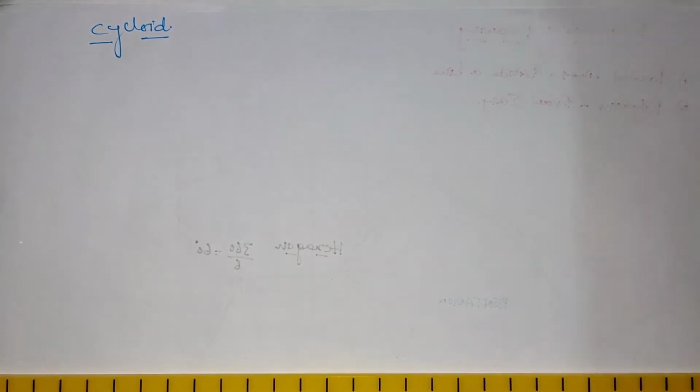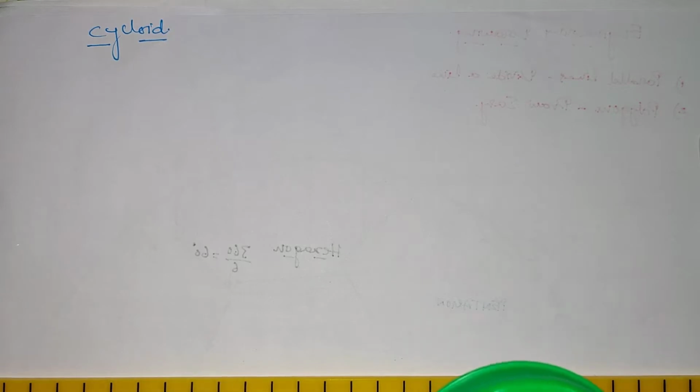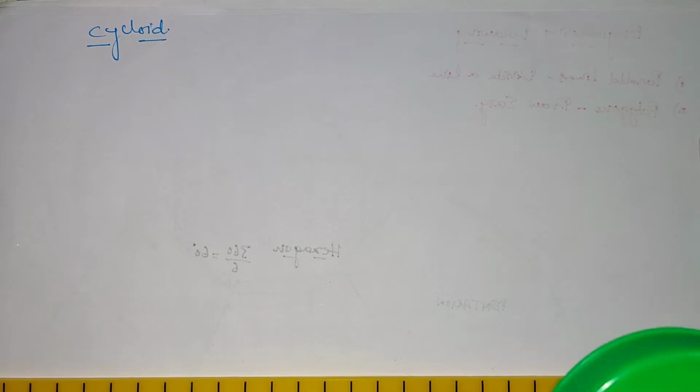In this session, I would like to discuss the basic definition of a cycloid and also how to draw a cycloid of a given circle having a certain radius. Cycloid is nothing but the path traced by a point lying on the circumference of the circle when the circle moves along a straight line without slipping. Generally, the cycloid can be drawn for one complete revolution.